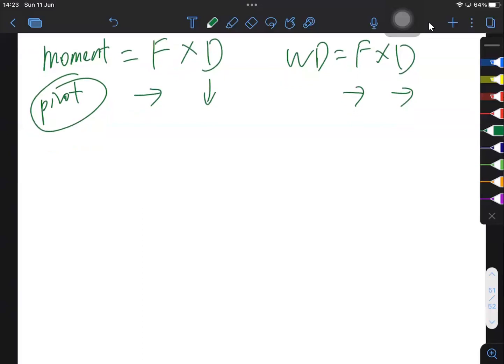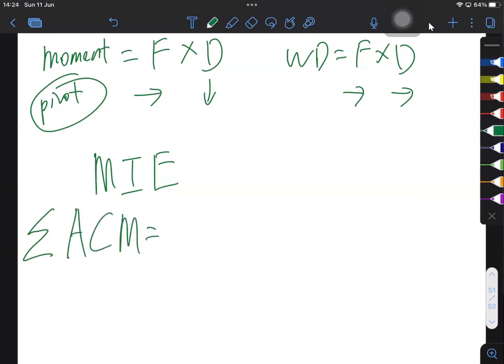So let's say, for example, oh wait, before I even move on to an example question, what's the moments in equilibrium state again? Moments in equilibrium. What does it state again? Total. Very good. Total anti-clockwise moment should be equal to your total clockwise moment, right?